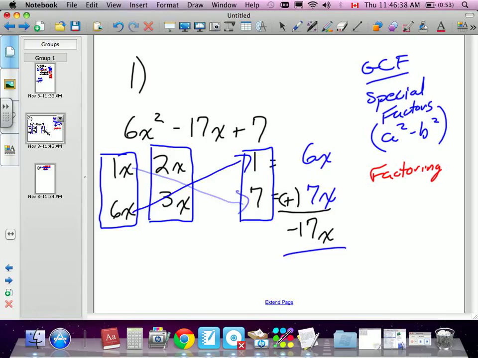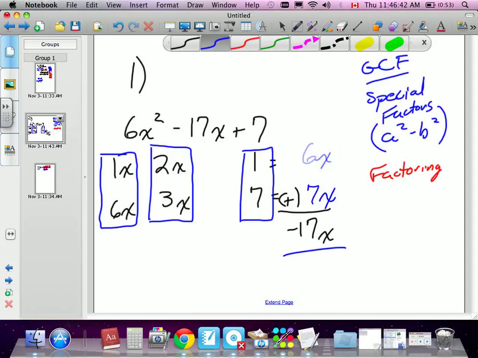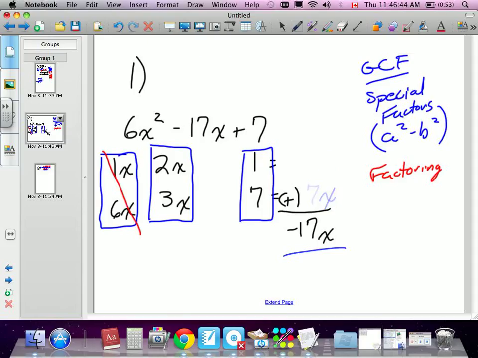No. So we know this first column is going to be no good. Let's try a second one. 2x times 1, 3x times 7, 2x and 21x. Any combination of that going to make 17? Let's go the other way. 3 times 1 and 2x times 7 going to give us 3x and 14x. Any combination of that going to give us 17?